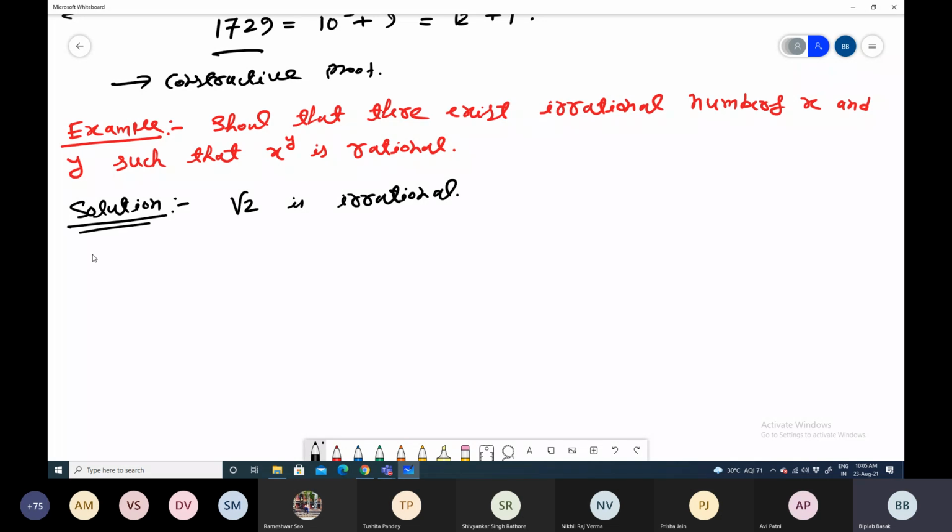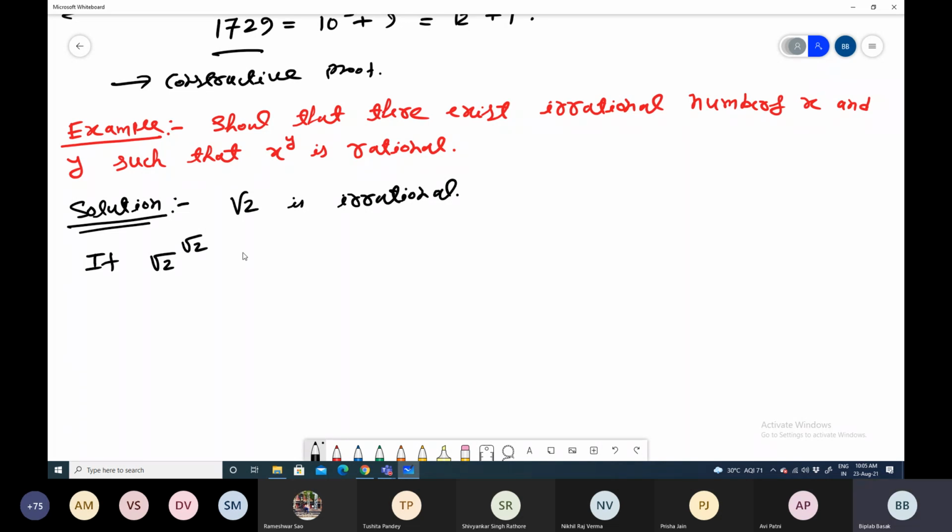Okay. Now, what about root 2 power root 2? If you want to prove that this is rational or irrational, this is difficult to prove. So, how will you prove that? Because with the tools we know, it is not clear how to prove it is rational or irrational.